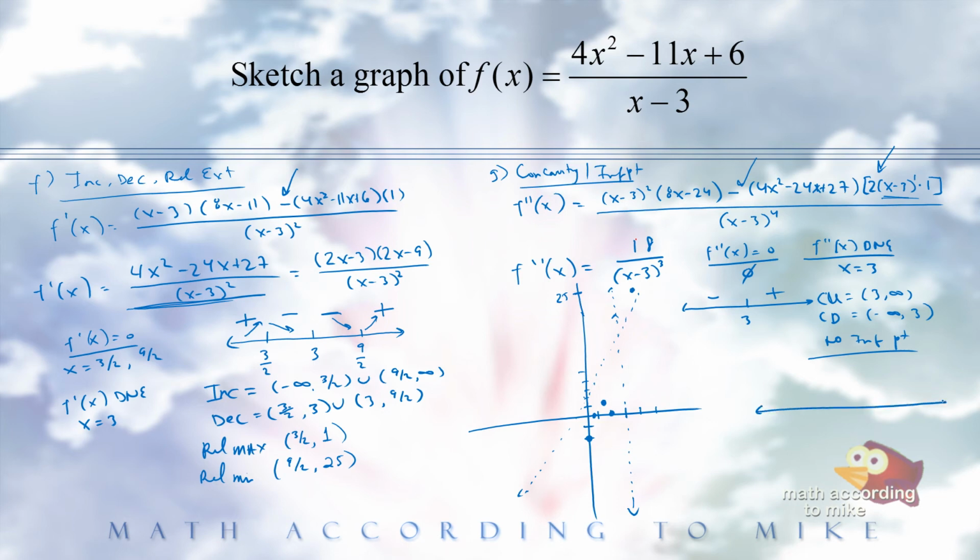So let's make our little number line with all of our critical numbers on this page here. So we had a critical number at 3/2, 3, and 9/2. This was increasing, decreasing, decreasing, increasing. This was concave up. This was concave down. So we have this shape, this shape, this shape, this shape.